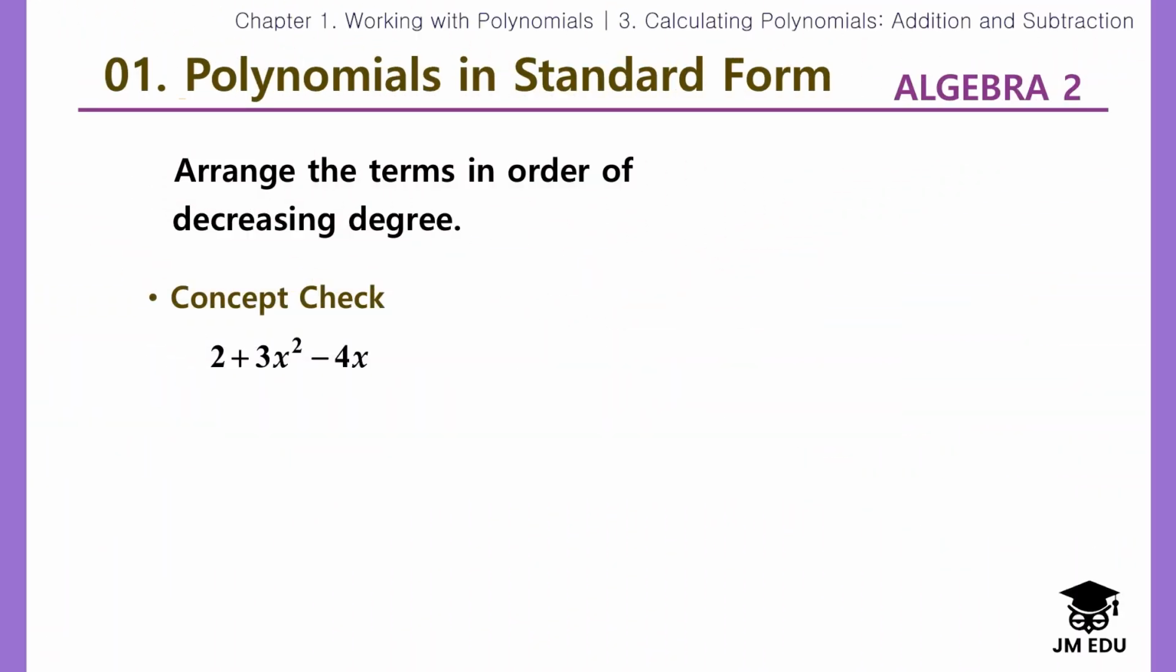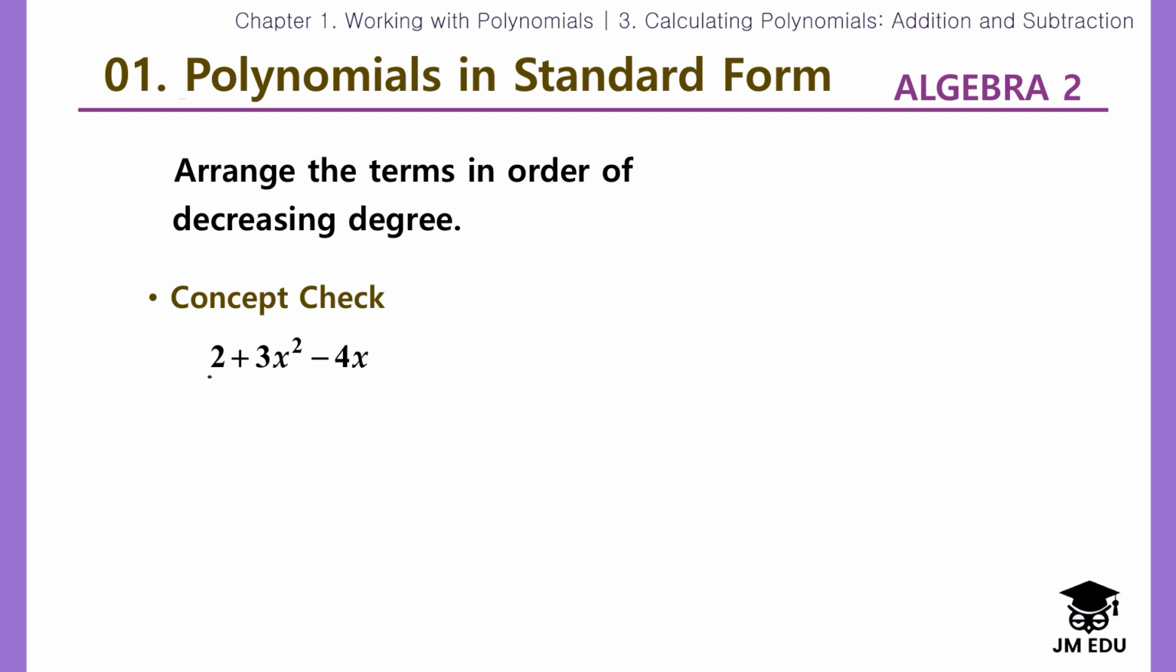Number 1, polynomials in standard form. To write the polynomial in standard form, look at the degree of each term and arrange the terms in order of decreasing degree. Okay, let's look at the polynomial in the concept check. We have a polynomial with 3 terms, right? So look at each term.